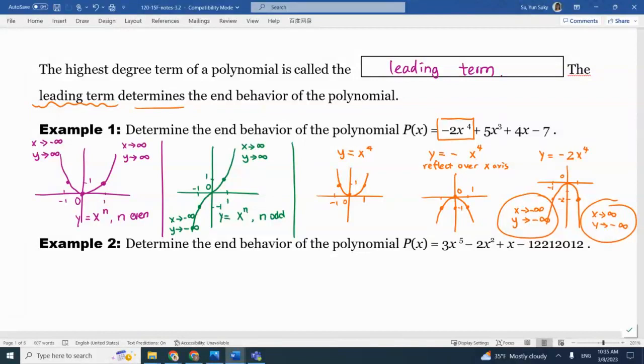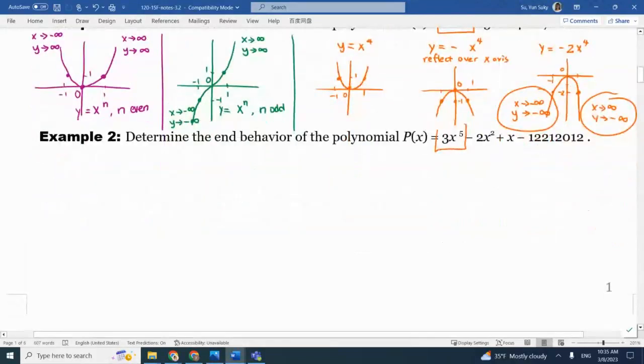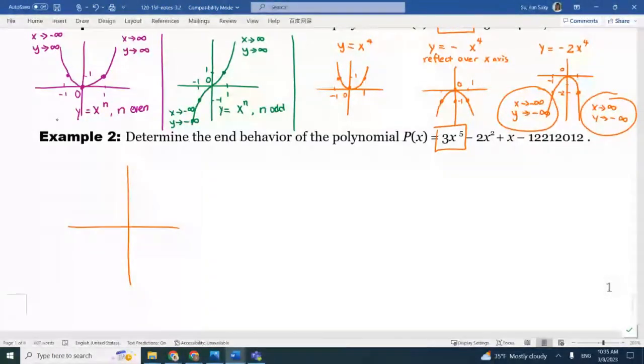So right now, our leading term is 3x to the 5th. X to the 5th looks like x cubed.